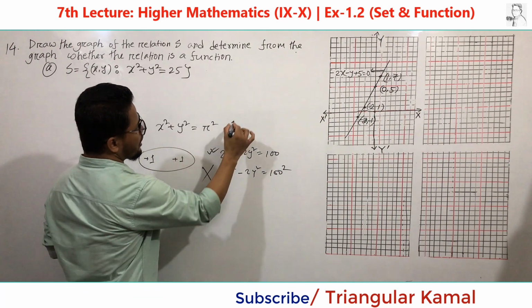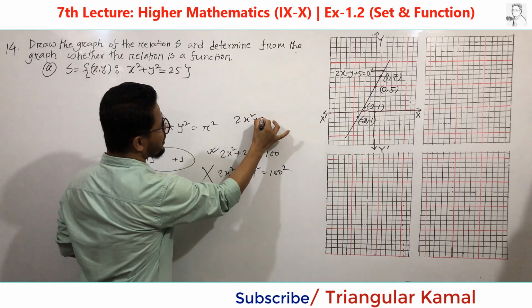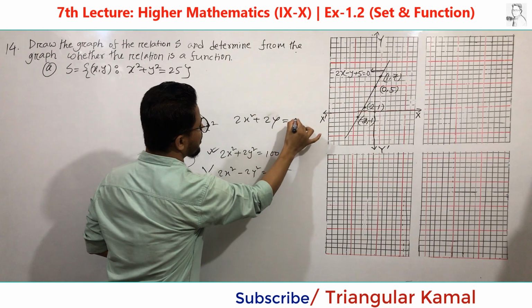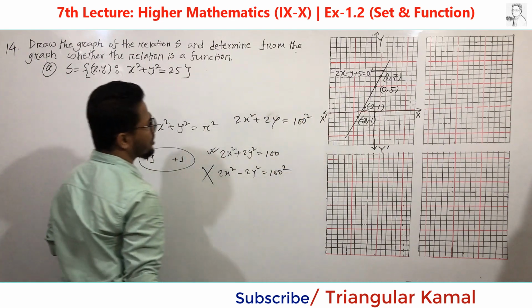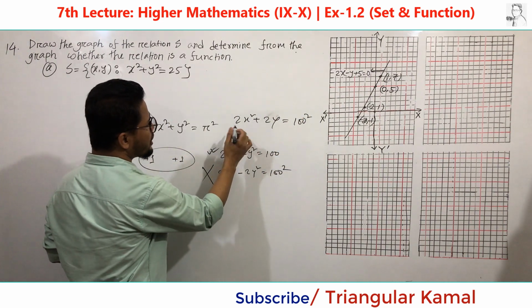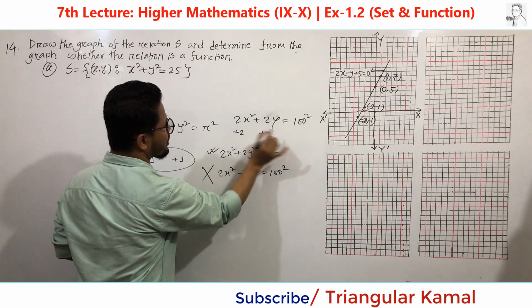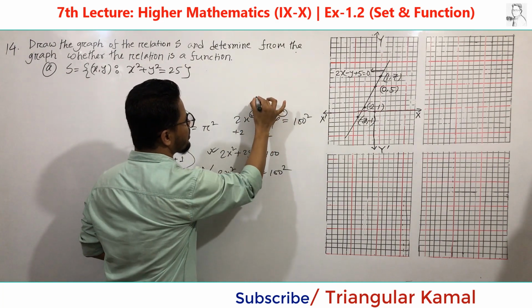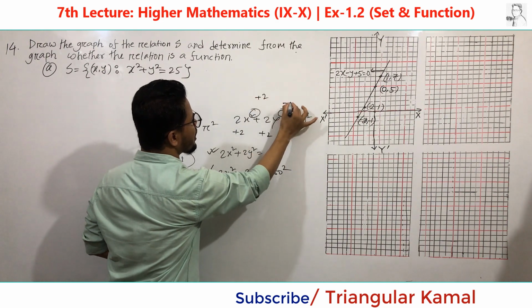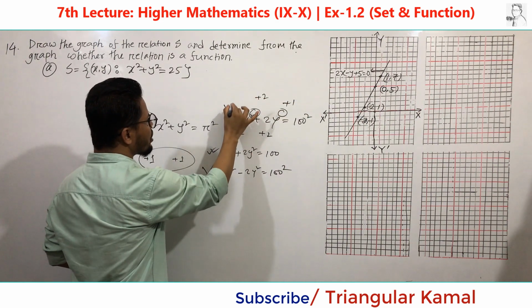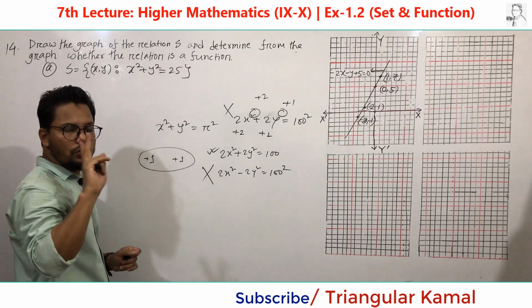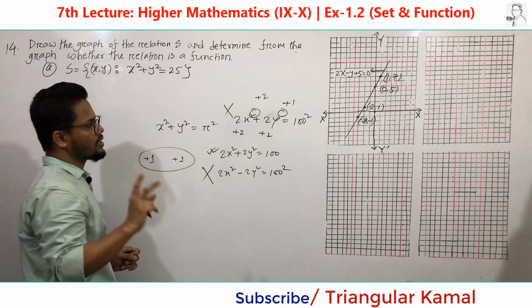And if we write here like 2x square plus 2y equal 100. What we see here, the coefficients are both the same, plus 2 and plus 2, but the powers of x and y are not the same. Here the power is 2, here the power is 1. So this one also will not be the equation of a circle. So there are two main conditions to be the equation of a circle.